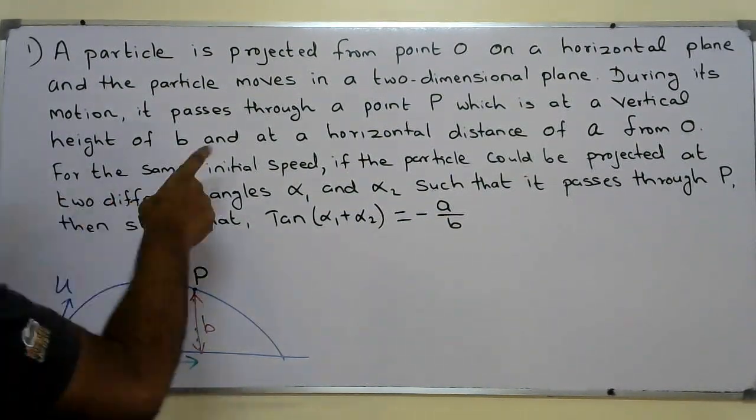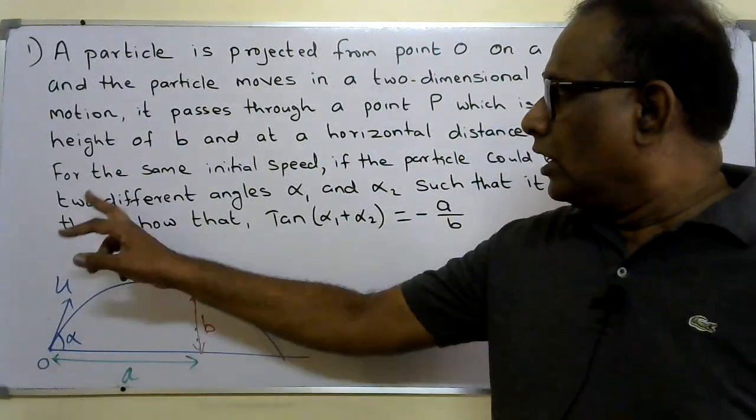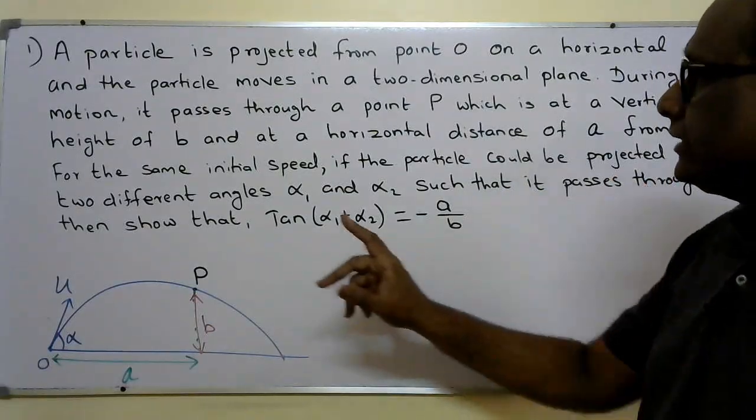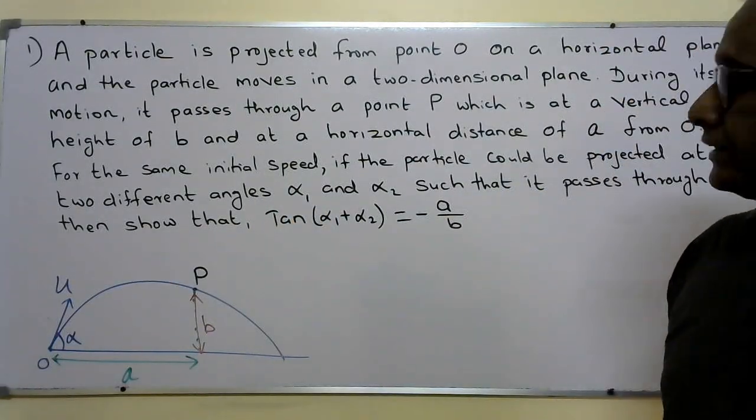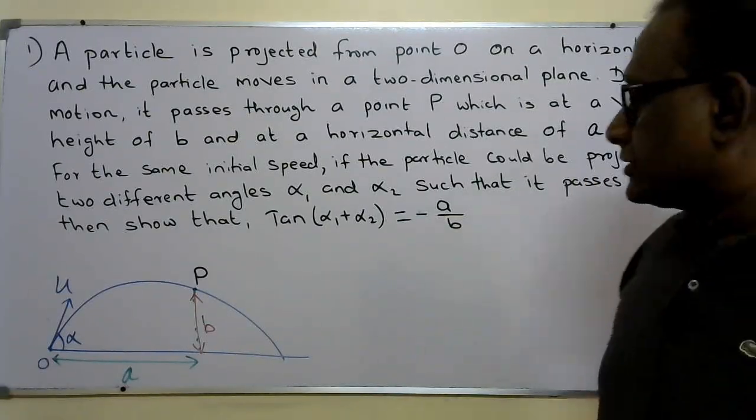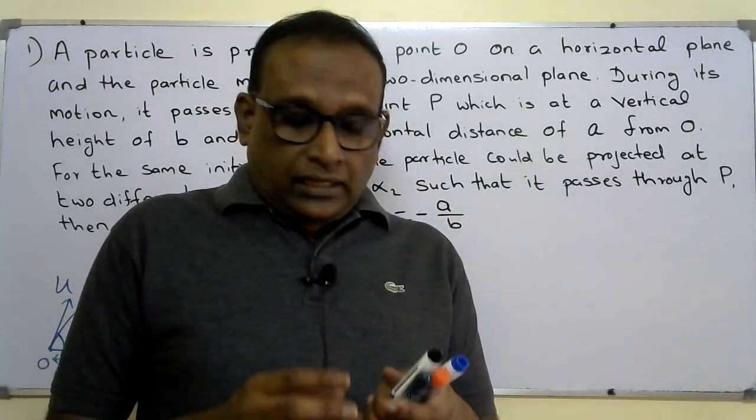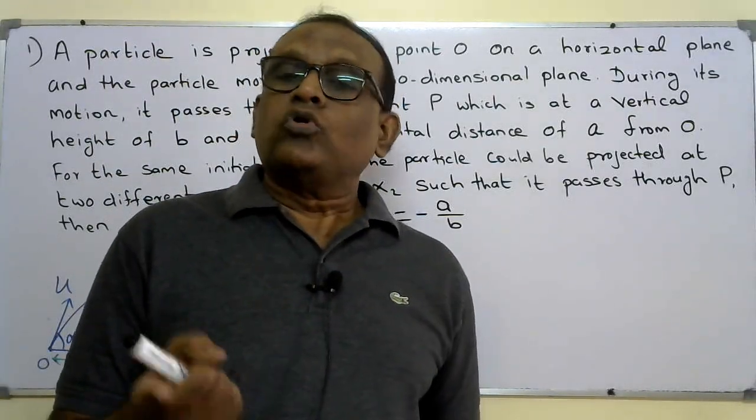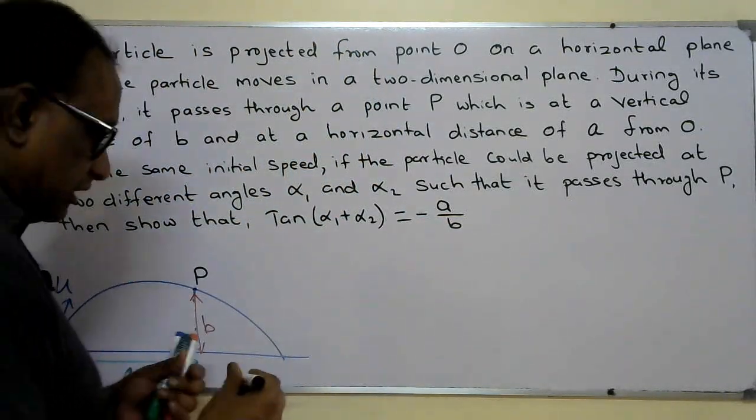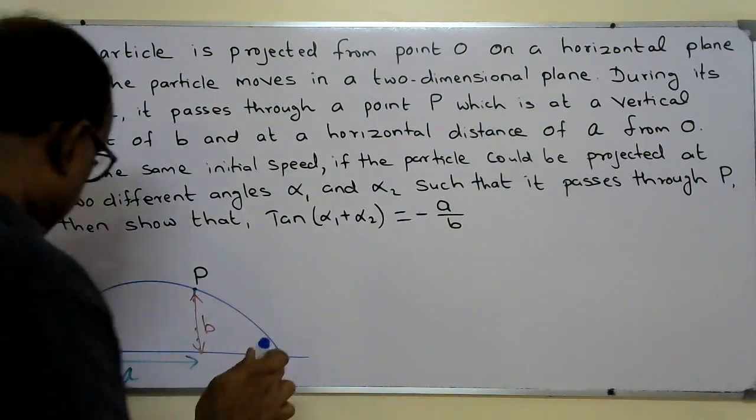Okay, for the same initial speed, not given, I just took it U, if the particle could be projected at two different angles, alpha 1 and alpha 2, such that it passes through this point P. So if I draw the diagram again, normally we draw like this, but to move through a point P, we could project it at two different angles.